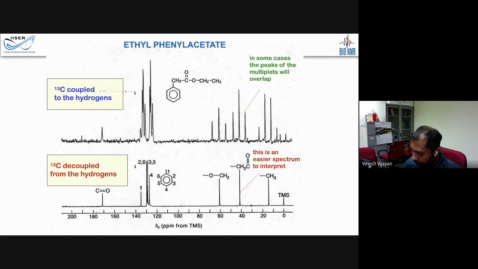You get the same peaks, but it's much cleaner. You can clearly see it's much cleaner. And this is the normal way of measuring. A decoupled carbon-13 spectrum is what we normally measure. We don't actually measure the coupled one.